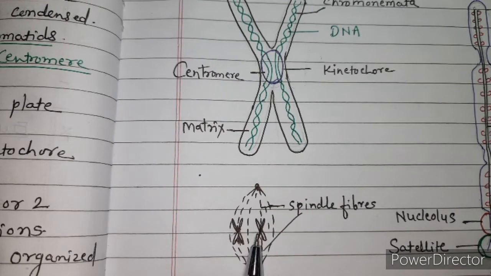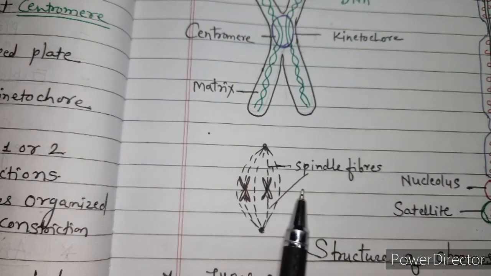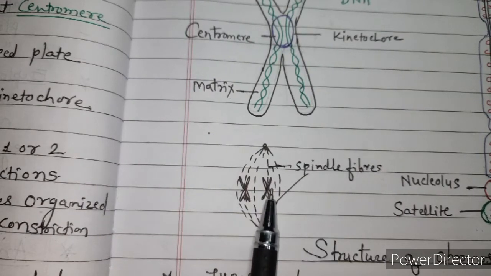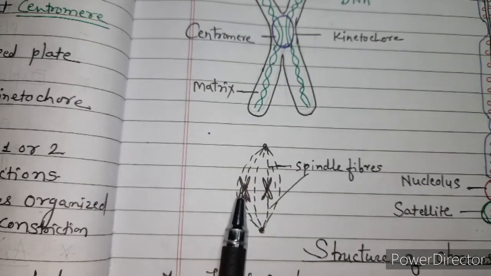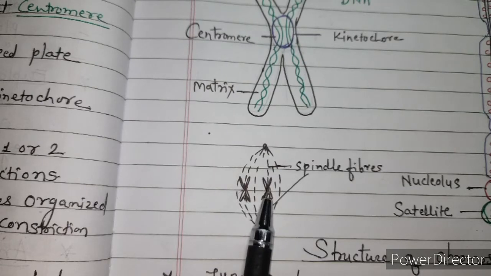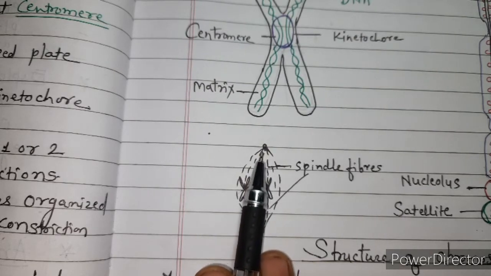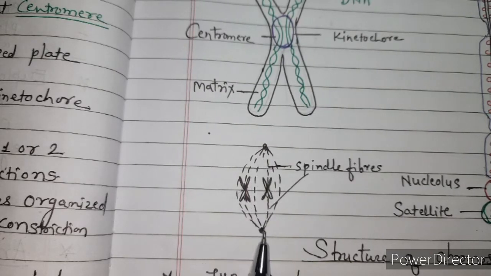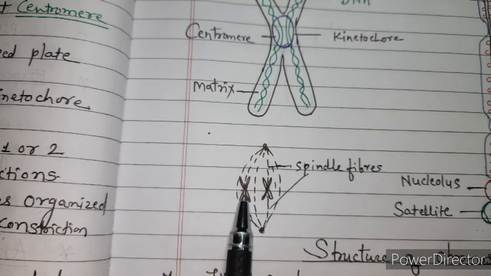You know that in the metaphase stage, all the chromosomes arrange themselves on the equatorial plate. Two chromosomes are shown in this diagram. Suppose this is the metaphasic spindle. Chromosomes are arranged on the equatorial plate. These are the poles. Now these spindle fibers run from one pole to another pole, and as you can observe in the figure, the spindle fibers are attached to the kinetochore.